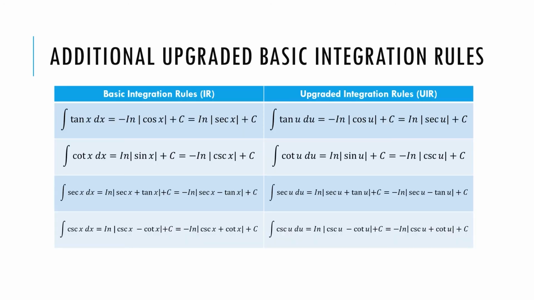Yeah. So because of our example, there are additional upgraded basic integration rules. On this part, we have tan x dx becoming negative natural logarithm of cosine x plus c, or natural logarithm of secant x. For cotangent, it becomes natural logarithm of sine x. For secant x, it is natural logarithm of secant x plus tan x plus c. Then, cosecant x is equal to natural logarithm absolute value of cosecant x minus cotangent x. Then, to make it plus, there is a negative here.